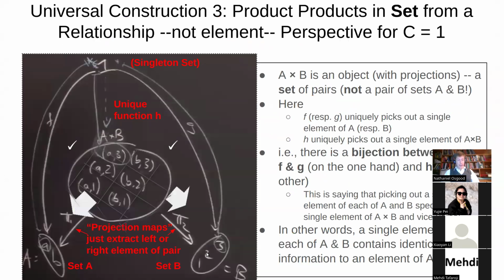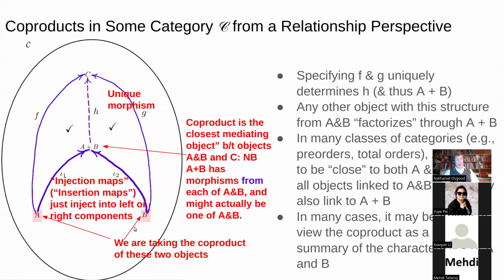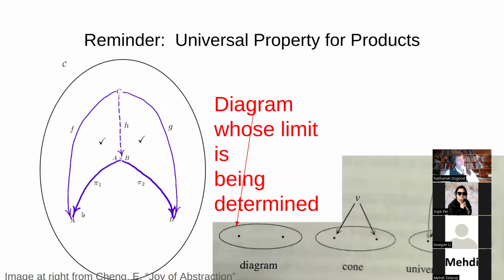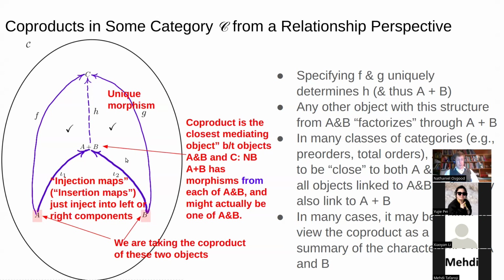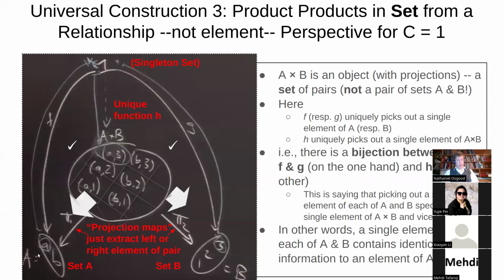Products for sets, if we're in the category of FinSet, the objects A and B here are finite sets. A times B is going to be all the elements of A times, for every combination, all the elements of A and all the elements of B. Here we go. Right there.